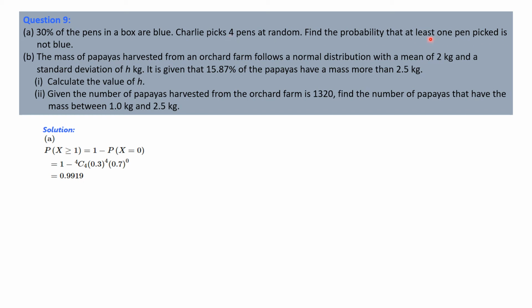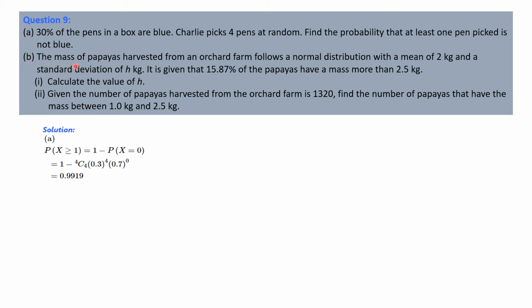So we have to find the probability for x greater than or equal to 1. At least one includes 1, 2, 3, or 4. So instead of finding all the probabilities for x equal to 1, 2, 3, and 4, we use 1 minus the probability of x equal to 0. So we will have 1 minus 4C4 times 0.3 to the power of 4 times 0.7 to the power of 0. By pressing a calculator, you will get 0.9919. Okay, let's move on to question B.